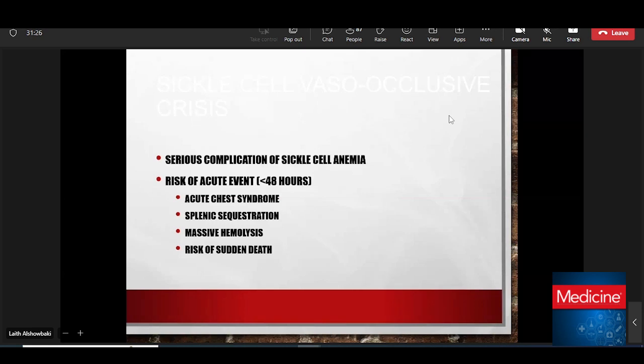Splenic sequestration, massive hemolysis. People can cope with a chronic form of hemolysis. For example, patients with sickle cell typically have a stable baseline hemoglobin level at 10, 11, 9. But in response to certain circumstances, like tissue hypoxia due to a surgery, an injury, an infection, they might have an acute form of hemolysis. And sometimes that acute hemolysis can be severe enough to cause fatal complications and sudden death.